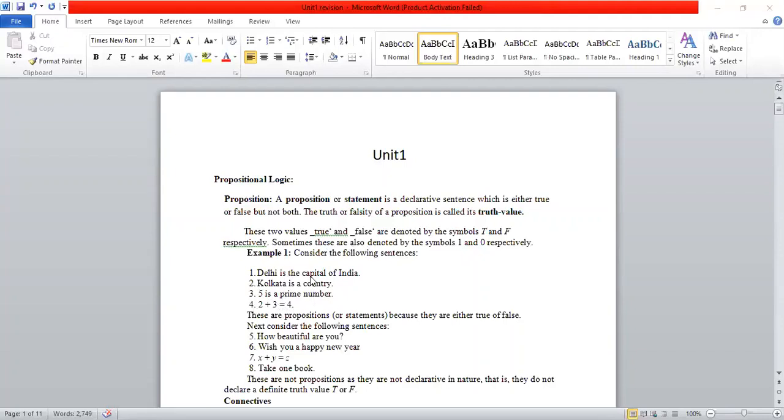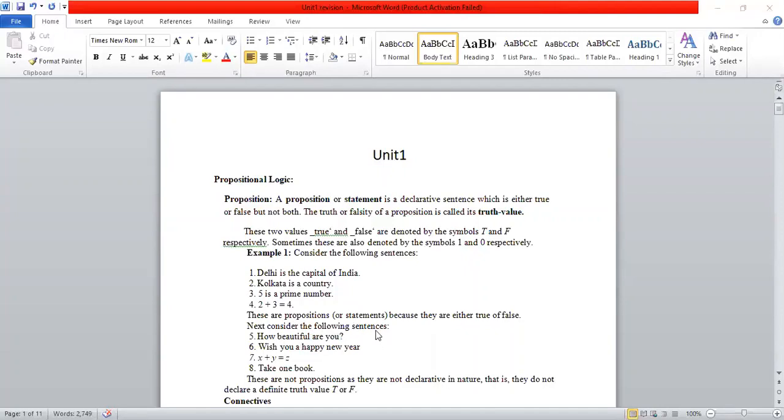No. If you observe sentences 1 to 4, these statements have either a true or false value, but not both. These are declarative sentences which are either true or false but not both. So these are propositions. A declarative statement which is either true or false but not both is called a proposition because they are either true or false.